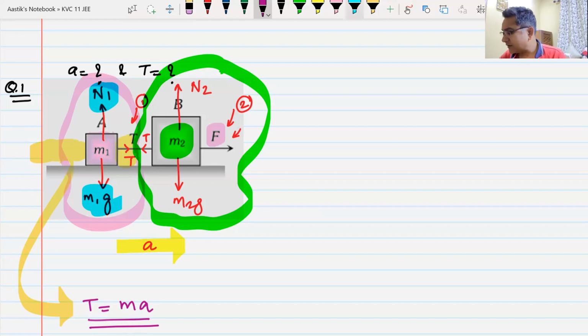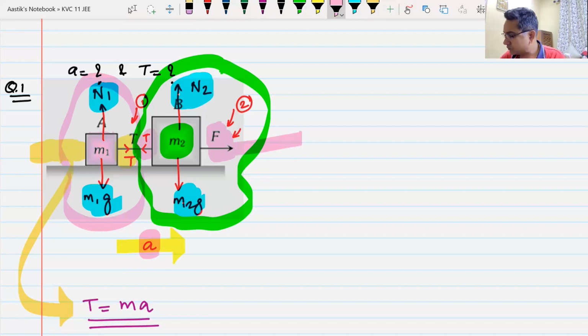Let me move on to the second block. N2 is upward, m2g is downward. It is not going to move in this direction, so I will get N2 as m2g. Now let us look at the equation along the x-axis. F is forward, T is backward, and acceleration is forward. So what will be the pink equation of this block?